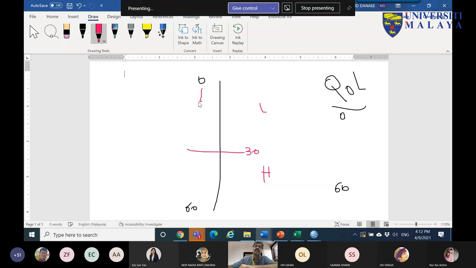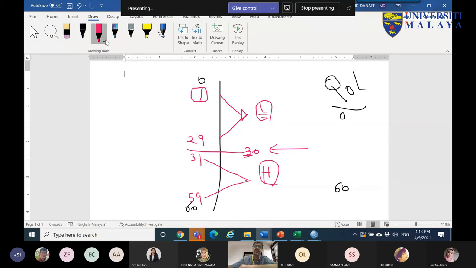Suppose a person has a quality of life score of 1, below 30, it is low, right? Another person has a score of 29, still below the cutoff point, you categorize it as low quality of life. A person with 59 and another with 31, both of them you classify as high using this cutoff point.